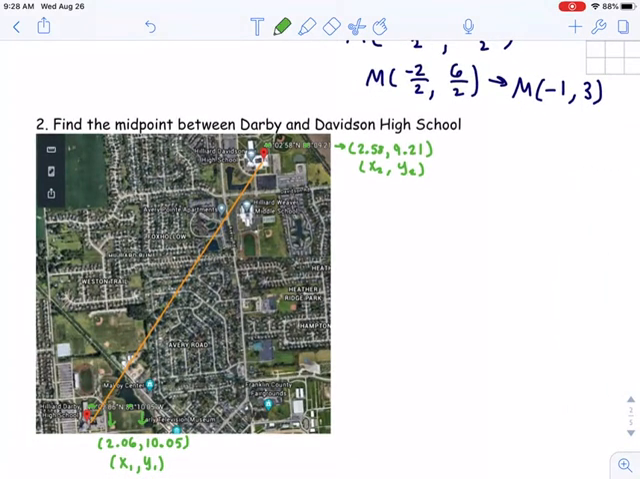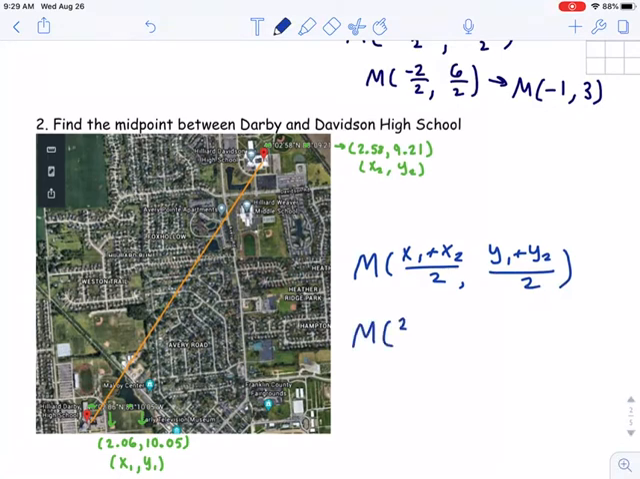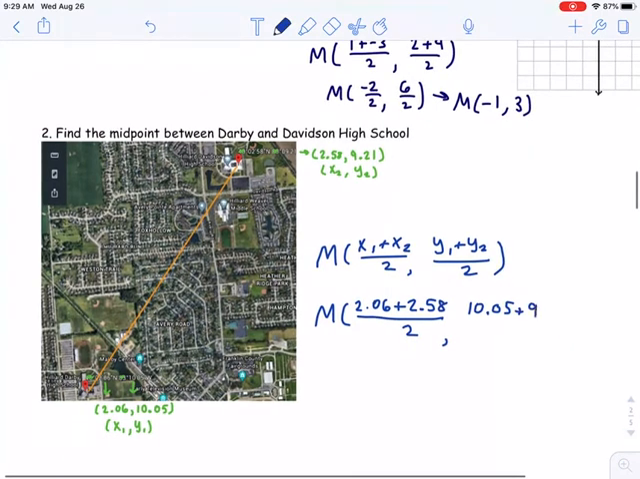Okay, some crazy numbers. We've got some crazy decimals. This makes the counting technique a lot harder, so this is why we need to be able to use the midpoint formula. We need to understand it and know how to use it. So I'm going to do 2.06 plus 2.58 divided by 2, and then 10.05 plus 9.21 divided by 2.